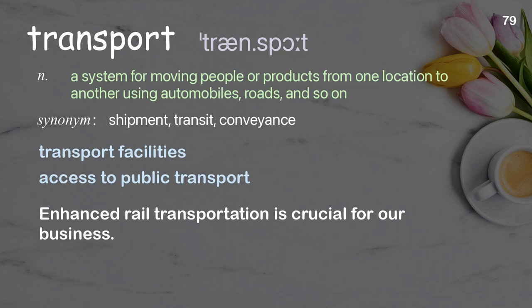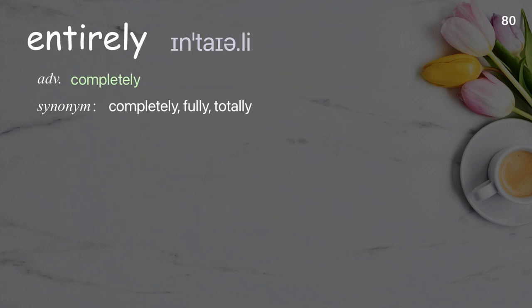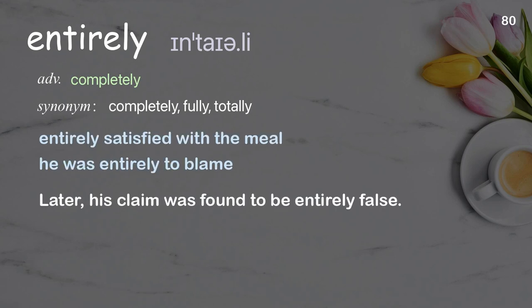Entirely. Completely. Examples: entirely satisfied with the meal. He was entirely to blame. Later, his claim was found to be entirely false.